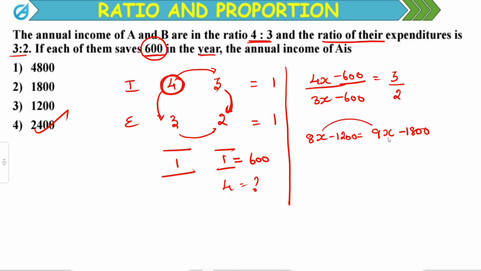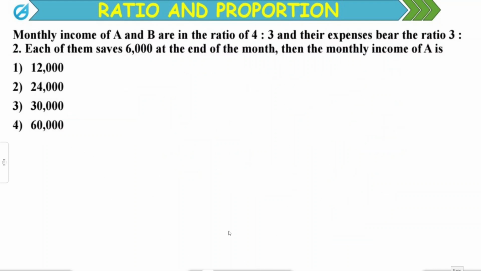So from this, I take the x to one side and numbers to another side. We'll be getting 600 is equal to x. And what we need to find? We need to find 4x. So 4x is equal to 600 into 4. Okay, so we'll be getting 2400. So the answer for this one is again 2400. Fine.